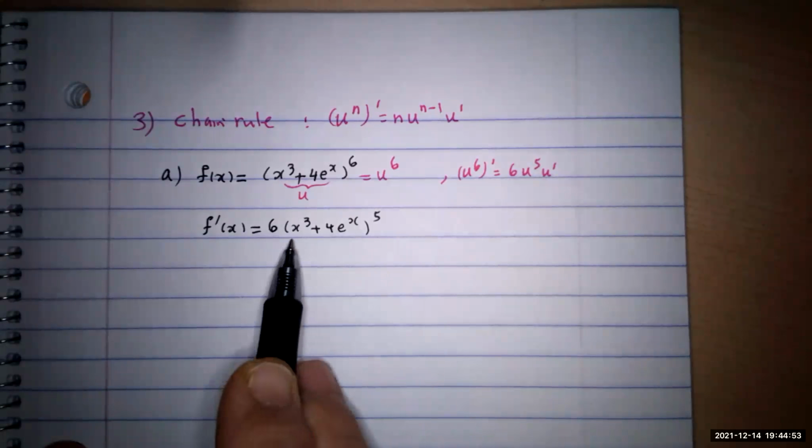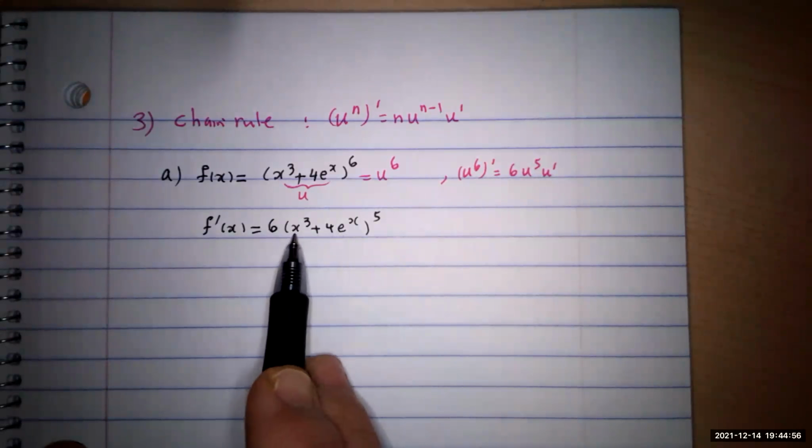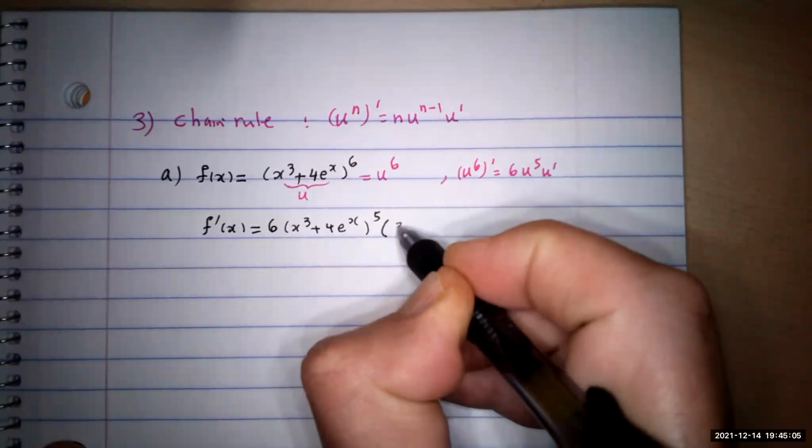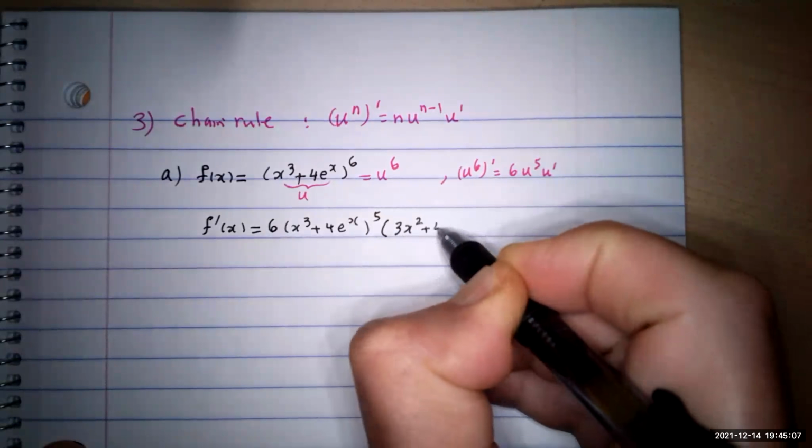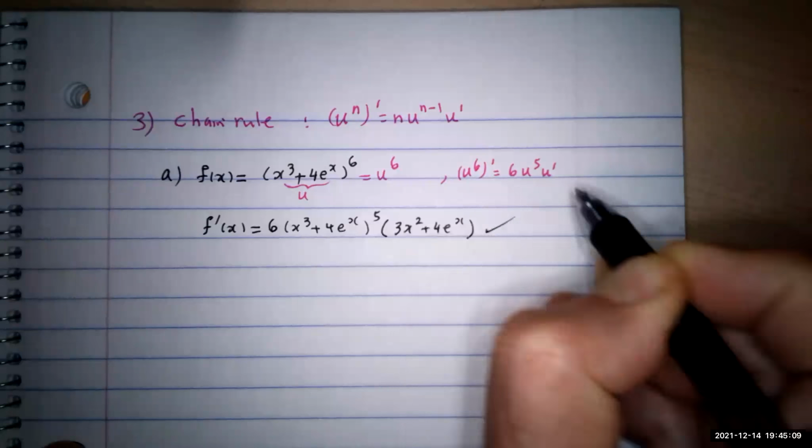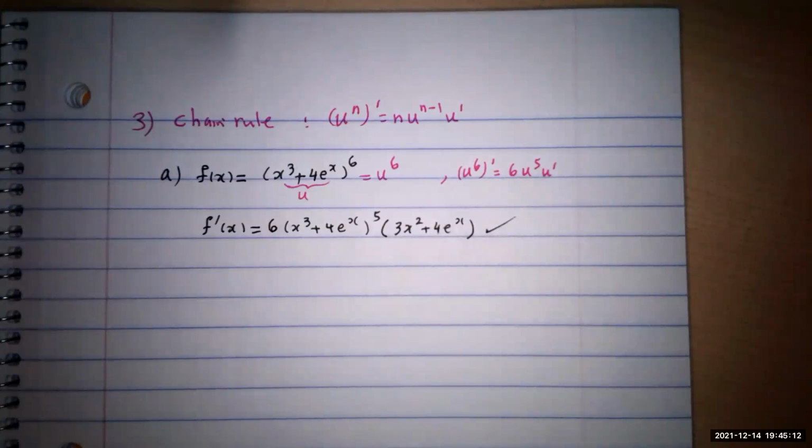Now u prime, the derivative of the inside. Derivative of x cubed would be 3x squared. 4 is a number. And derivative of e to the x is just e to the x. So it's going to be times u prime, 3x squared plus 4 e to the x. And with that, the only simplification is going to be monomials. If you see single terms around, isolated, you put them together, but there is no single term here. So that would be the end of the problem, and you don't have to do anything. Okay, any question?